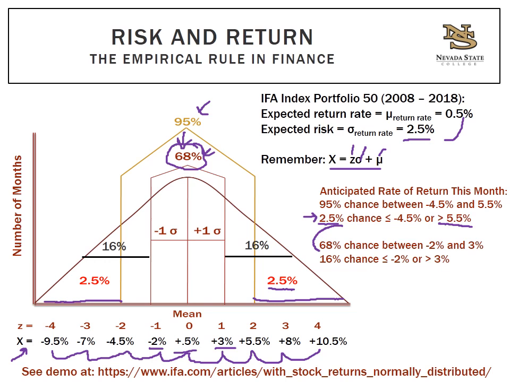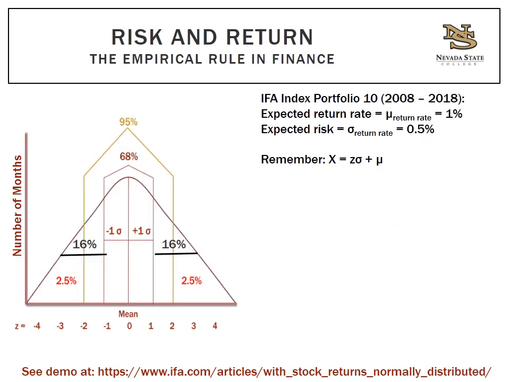Also, if there's a 68% chance of getting between -2% and 3%, well, that leaves this remaining 16%. So there's a 16% chance of getting -2 or below, or 3% or above. So showing you how these values are related to these values based on the z-scores and the x's for those z-scores. So let's look at another portfolio that has a different level of expected return and risk.